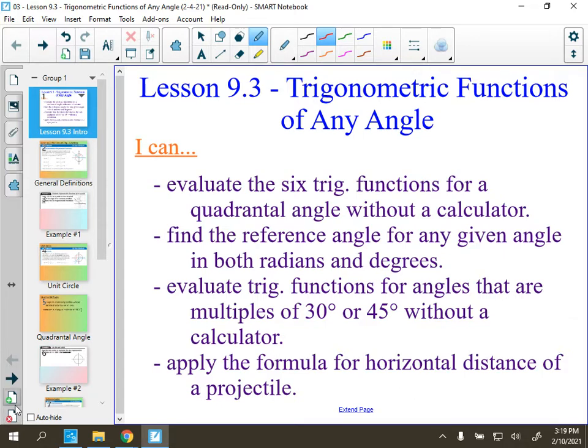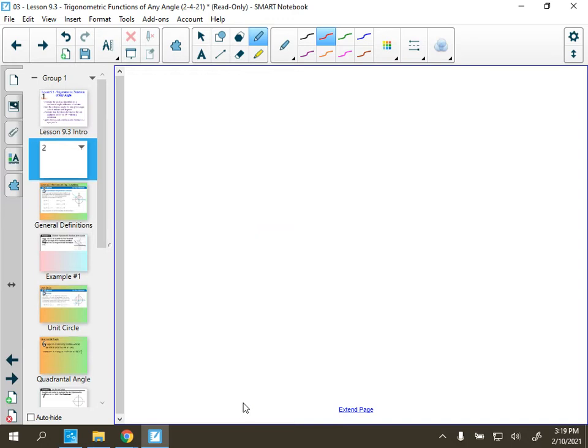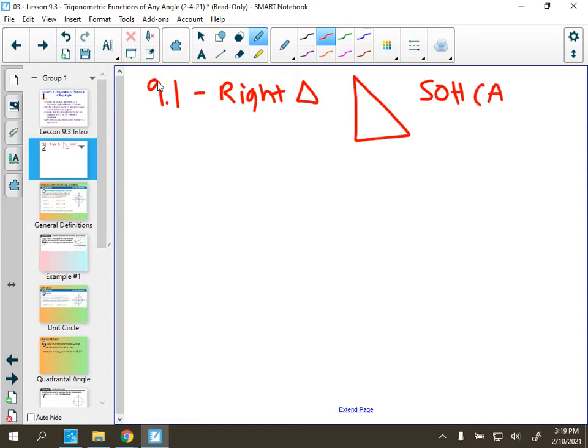Just a very brief look at where we're at. Lessons 9.1 and 9.2. Well, 9.1 for sure focused a ton on right triangle trig. I'm just trying to give us a little bit of where we're at. That was everything there: SOHCAHTOA, that type of stuff. We defined these trig functions, cosecant, secant. That's what we did in 9.1.